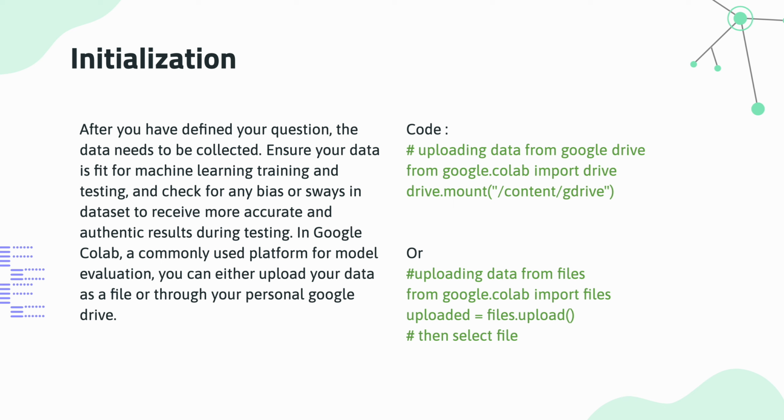In Google Colab, a commonly used platform for model evaluation, you can either upload your data as a file or through your personal Google Drive. The code for uploading data from a Google Drive is right here. Just ignore the hashtag. Basically what a hashtag is, I forget the word.